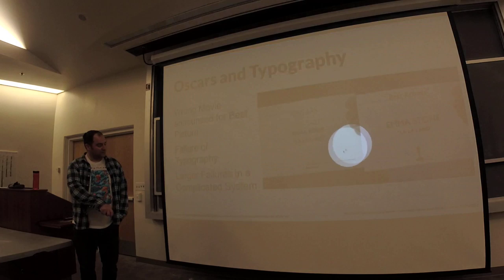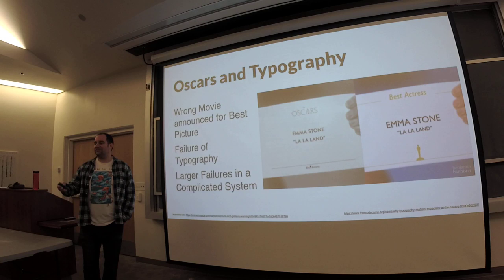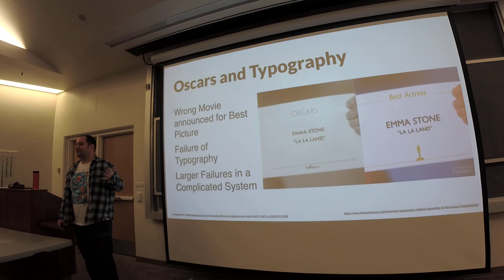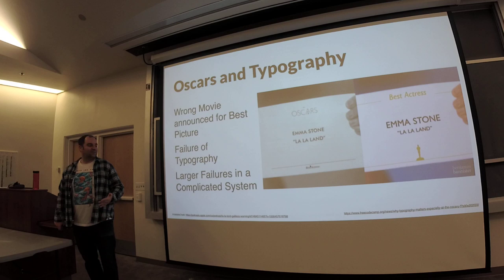So in the heat of that situation, when you're on stage and unsure, Warren Beatty simply didn't identify all of those aspects. But if you had designed the card like this, it's very likely that he would have recognized that he was handed the wrong card and might have been able to correct this before he said that. This is, of course, a larger failure in a complicated system.